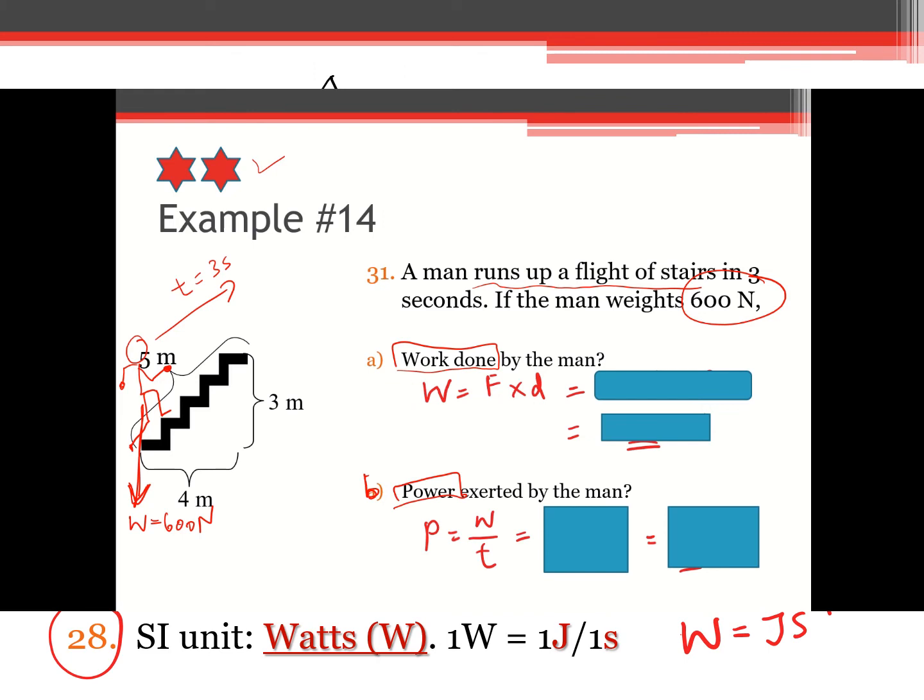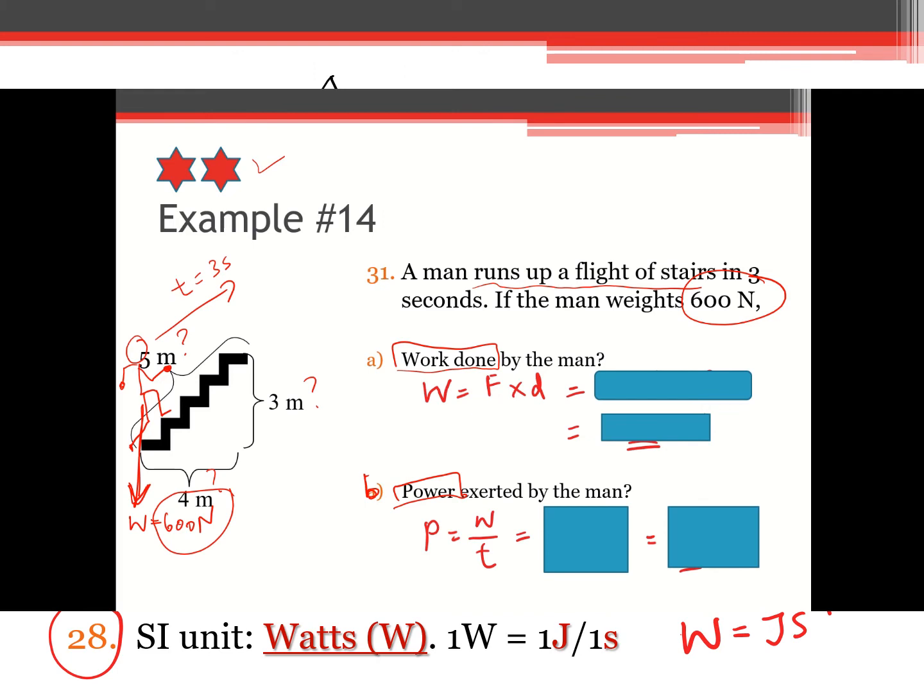Work done equals force times distance. So what other force can you see in this question? Only the 600 Newton, right? So work done equals force times distance. It will be 600 Newton multiplied by which distance? Is it the 5 meter, 4 meter, or the 3 meter? What do you think? Which one should it be? Can you think for a few seconds?